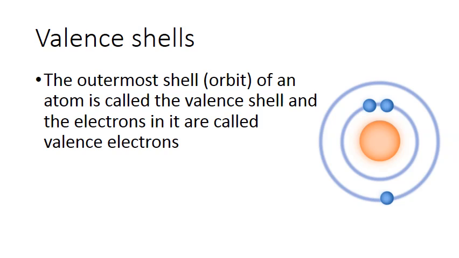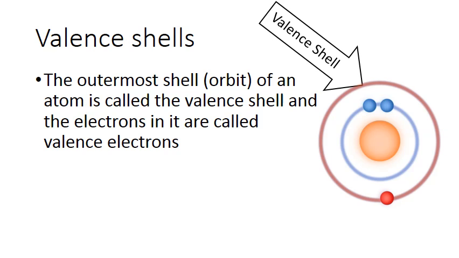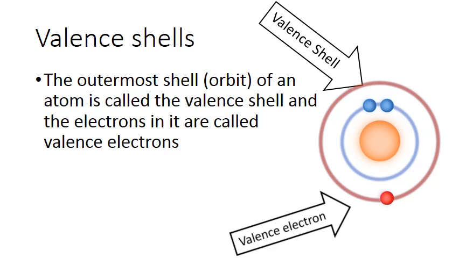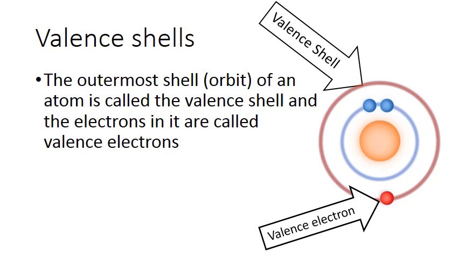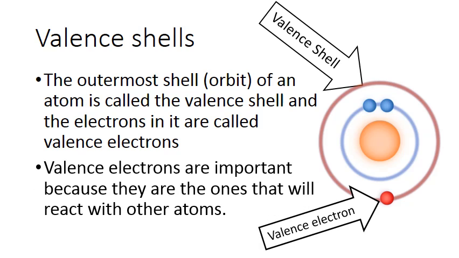Now valence shells and valence electrons are very important in chemistry. The outermost shell or orbit of an atom is called the valence shell, and the electrons in it are called valence electrons. So this right here is the valence shell, the outer shell or the outer orbit. I've been calling them orbits. That's the valence shell, and any electrons in that shell are valence electrons. And they're important because these are the ones that react with other atoms. So when there's a chemical reaction of some sort, the reason that chemical reaction is happening is because the valence shells of an atom are interacting.